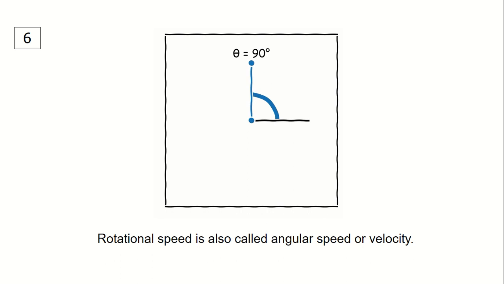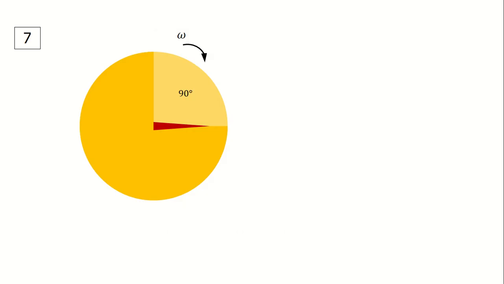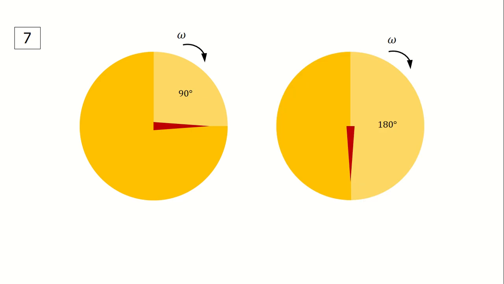Rotational speed is also referred to as angular speed or velocity. This is because when an object rotates, the distance it covered or swept can be expressed in angles. For example, if 15 seconds have passed, that means the second hand of a clock has rotated by 90 degrees. If 30 seconds have passed, it has rotated by 180 degrees.